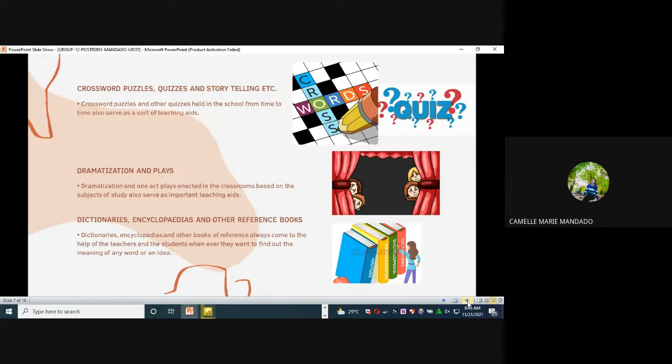Next is crossword puzzles, quizzes, and storytelling, etc. Crossword puzzles and other quizzes held in the school from time to time also serve as a sort of teaching aid. Dramatization and plays. Dramatization and one-act plays enacted in classrooms based on the subject of study also serve as important teaching aids. Next is dictionaries, encyclopedias, and other reference books. Dictionaries, encyclopedias, and other books of reference always come to the help of the teachers and the students whenever they want to find out the meaning of any word or an idea.